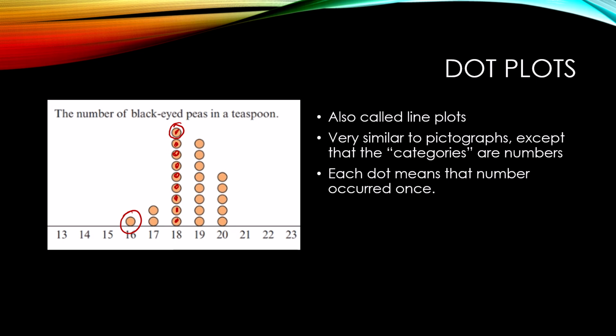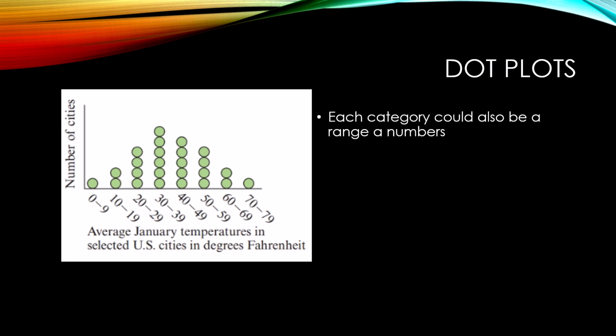Now, we occasionally also use dot plots like this, where each category could also be a range of numbers. So in other words, this dot right here represents one city that had a temperature between 0 and 9 degrees. Each of these dots here represents a city that had an average January temperature between 30 and 39 degrees. So you could call this a binned dot plot, where we've taken the numbers and sorted them into bins. Now, there are two other ways we sort them into bins.